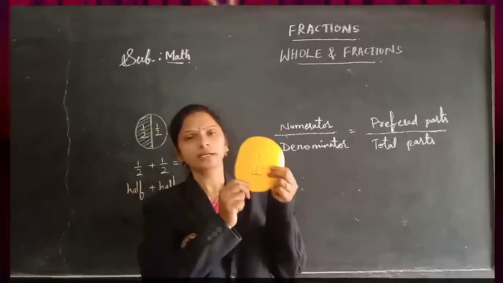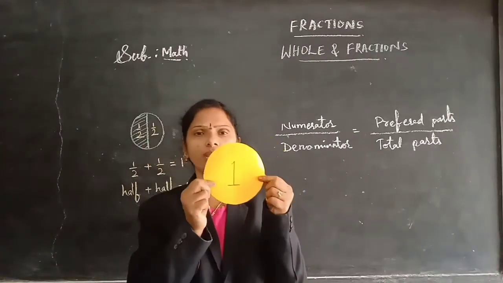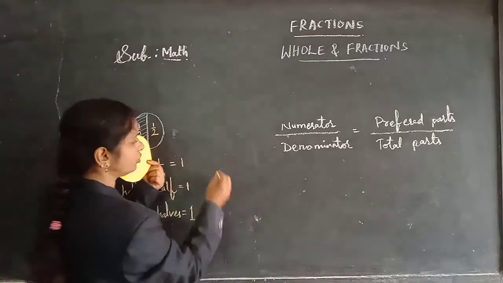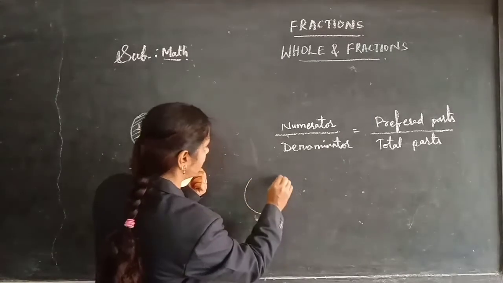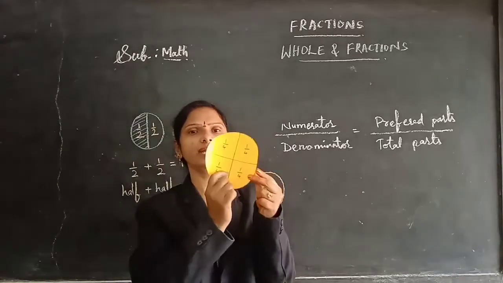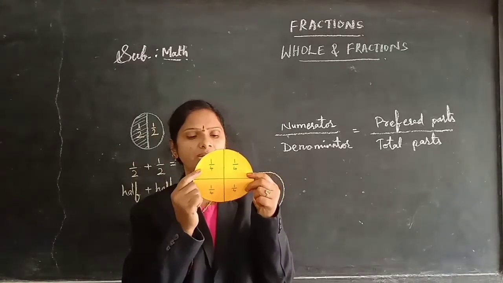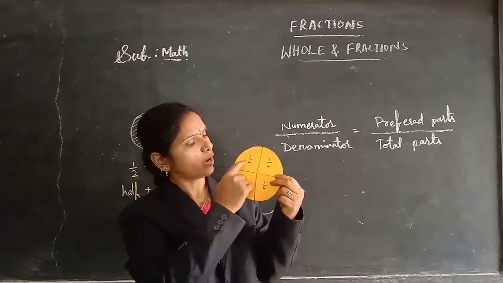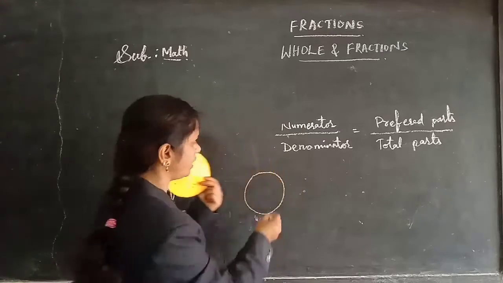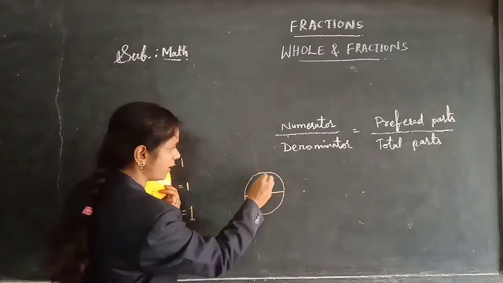Yes. Here I have taken one whole again. See, one whole total I have taken here. This whole part I divided like this into equal parts. So 1, 2, 3, 4. Now I divided it into 4 parts.